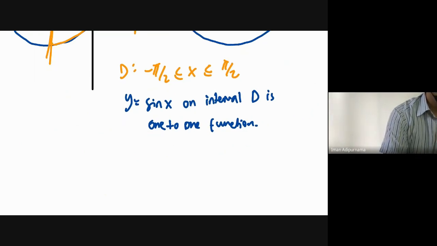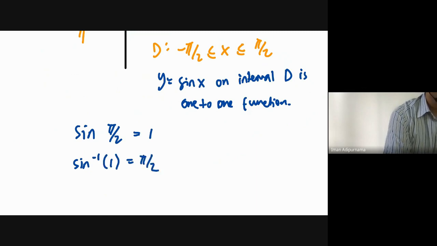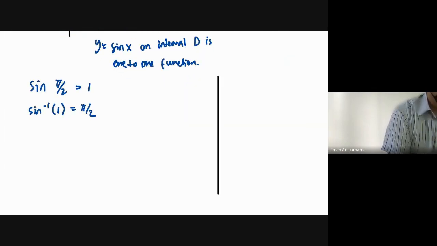Now, if we remember, sine of pi over 2 is equal to 1. The inverse means we reverse the domain and the range. So we can write this, right? Eventually, if we are going to draw, let me draw first and explain.